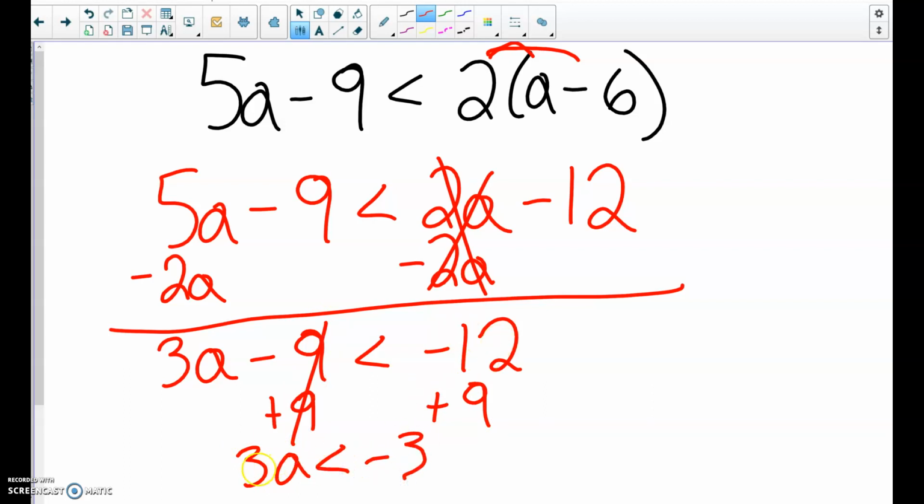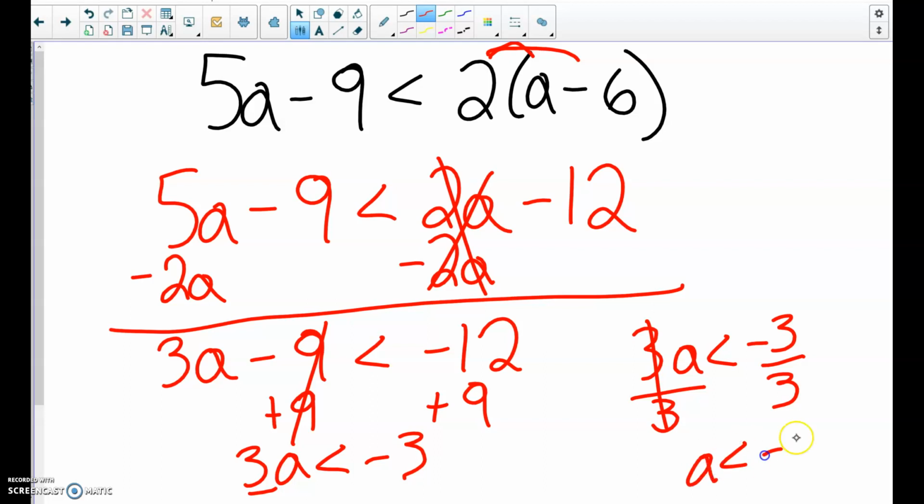And then our last step, since it's 3 times a, I'll write that over here because I'm running out of room. It's 3 times a, so I'm going to divide both sides by 3. So a is less than negative 1. So remember the opposite operations that we talked about. It was a plus 2a, so I subtracted 2a. It was a minus 9, so I added 9. It was 3 times a, so then I divided by 3.